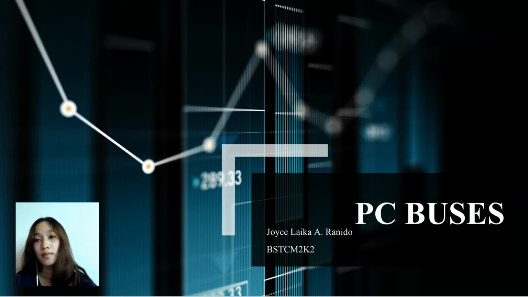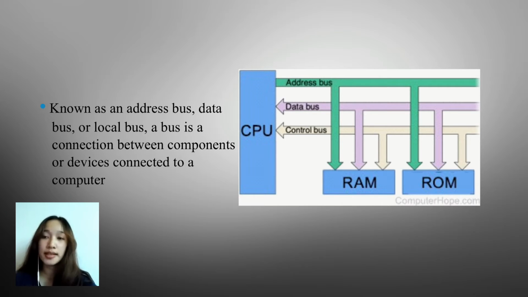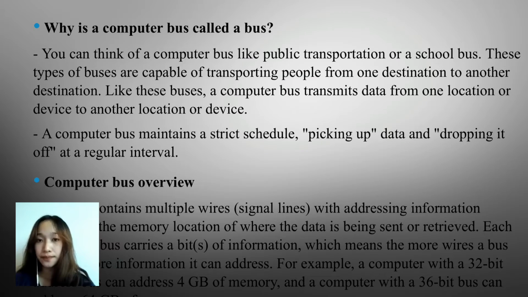So next, PC buses. A PC bus is known as an address bus, data bus, or local bus. A bus is a connection between components or devices connected to a computer. So, why is a computer bus called a bus? You can think of a computer bus like public transportation or a school bus. These types of buses are capable of transporting people from one destination to another. Like these buses, a computer bus transmits data from one location or device to another location or device.